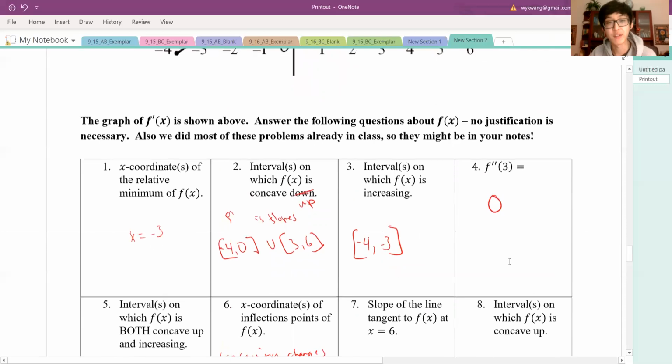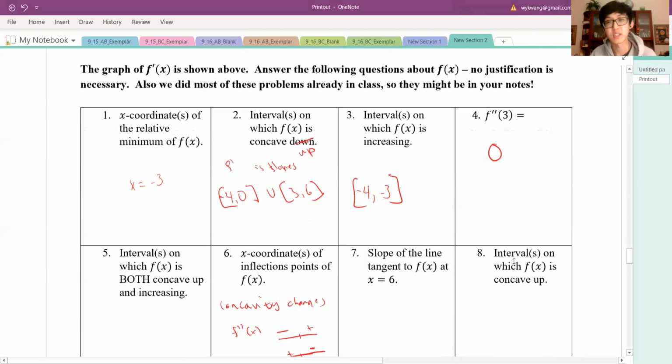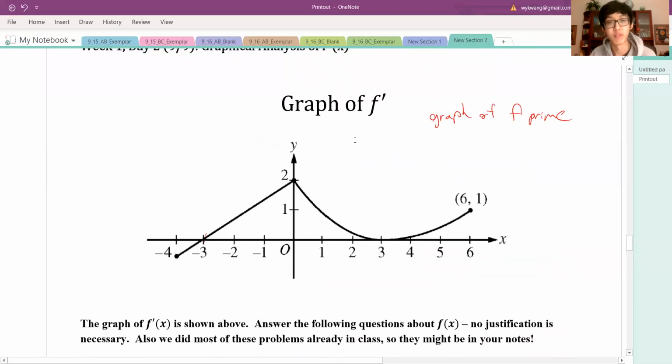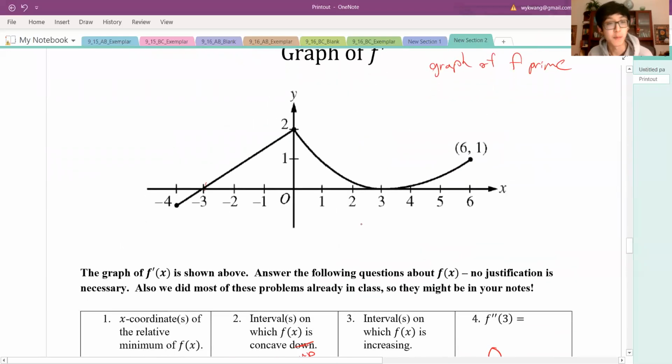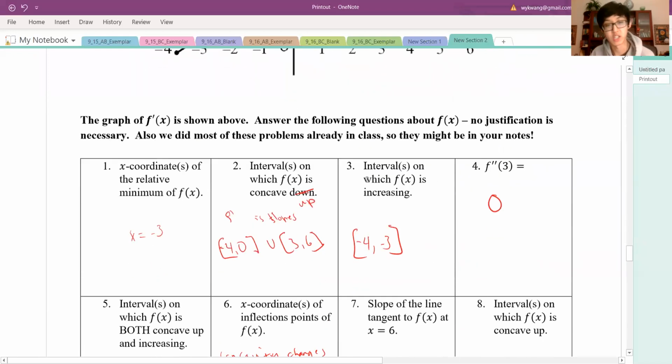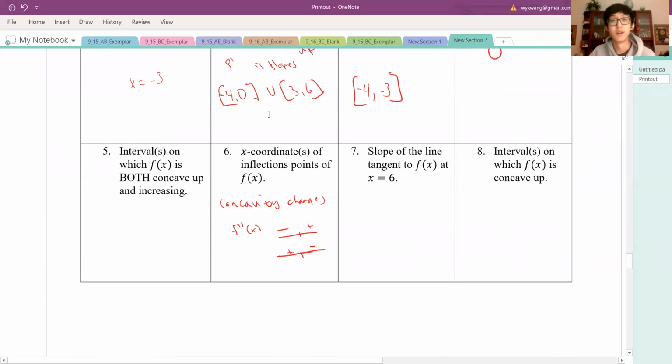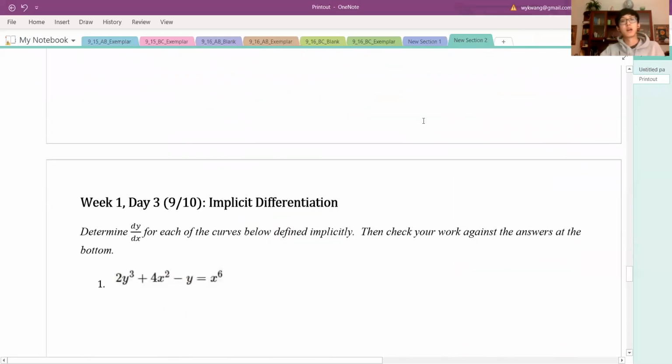So now where would f double prime be negative? Well, we just looked at f prime. F double prime would be the slope of f prime. So f double prime would be positive here, because the slope is positive, and negative here because the slope is negative. And we know that inflection points are when it changes from negative to positive. So where would those points be on this graph? Okay.